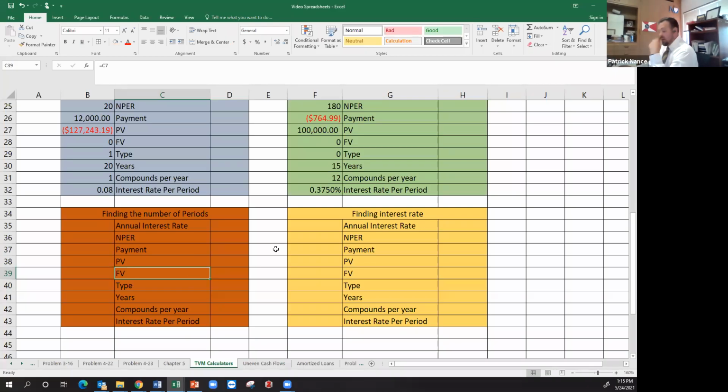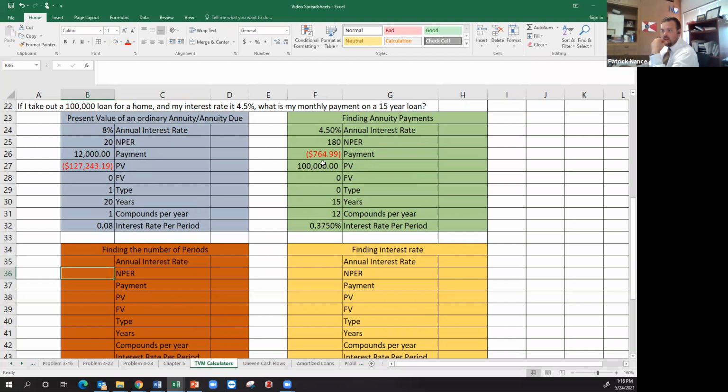Okay, now we're going to try and figure out how to find the number of periods if I know everything else. So if I'm taking out a loan and I want to know how long that loan is, and to make this a little easier to grasp, I'm going to use the same example we had back here. Taking out a $100,000 loan, interest rate of 4.5%. It's a 15-year loan. That way, because I need to calculate a payment, and the payment has to be exact in order for the number of periods to come out correctly.